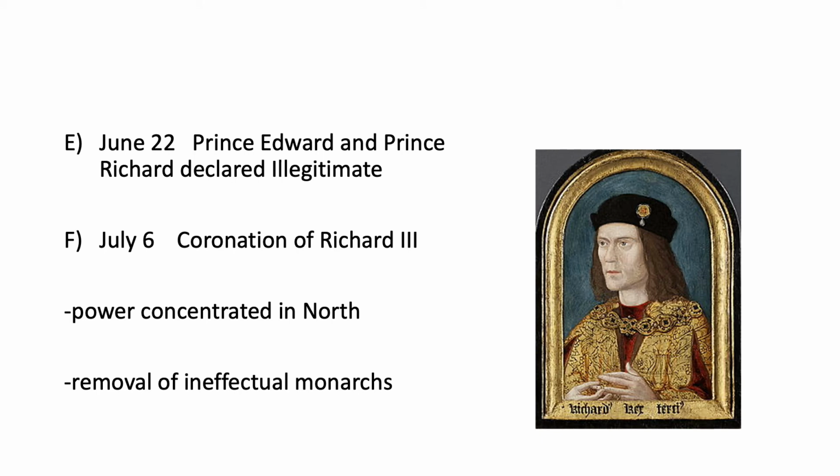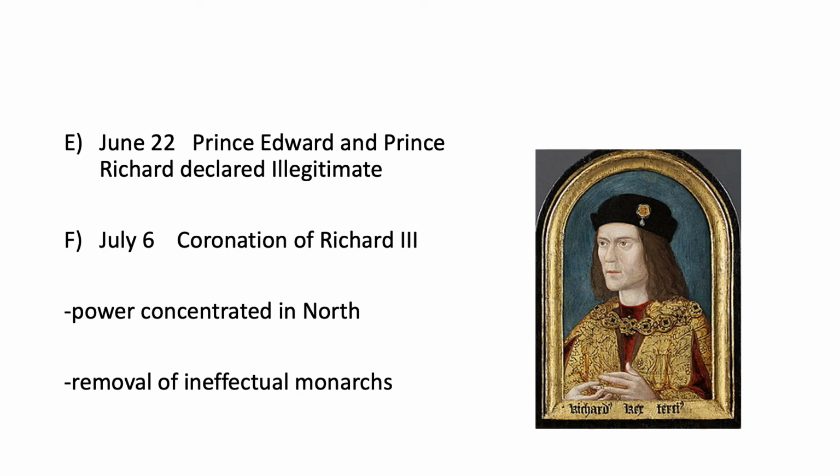Richard seems to share this concern about his nephews. On June 22nd, 1483, Parliament declares Edward and Richard illegitimate. There are some questions regarding the legitimacy of King Edward's marriage to Elizabeth Woodville. Remember, it was in secret. There is some cause to believe that they might in fact be illegitimate. Historians are very divided on this. The consensus really is, though, it was a trumped up charge to avoid another extended minority rule. And so on July 6th, Richard is crowned Richard III.